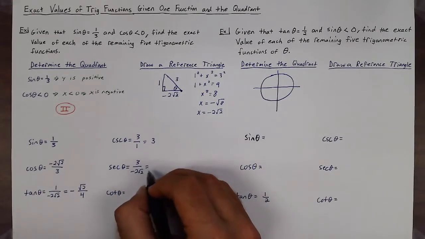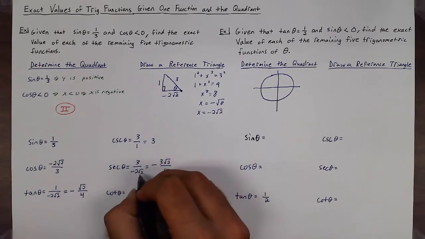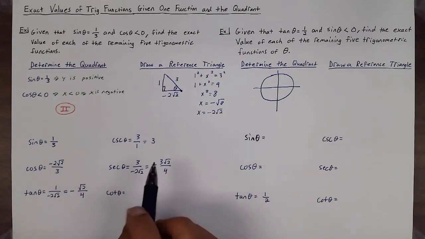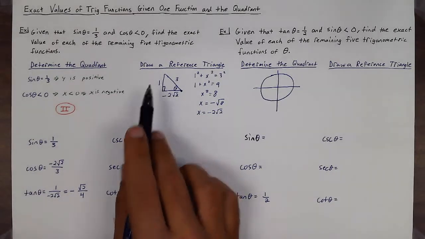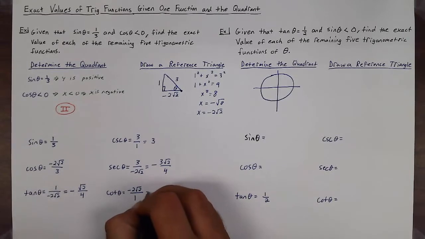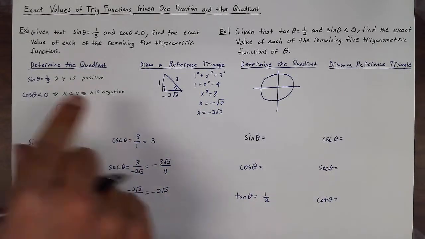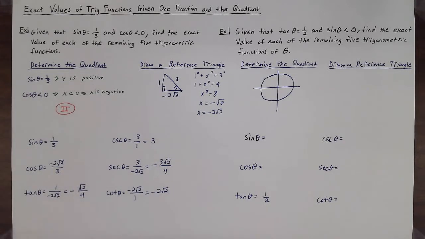which when rationalized gives me negative 3 square roots of 2 over 4 when I multiply the top and the bottom by the square root of 2. And cotangent will be adjacent over opposite, giving me negative 2 square roots of 2 over 1, which is just negative 2 square roots of 2. So very quickly, as soon as we draw that reference triangle, we can figure out what all the trig function values are. Now, if we were very creative, we could have also used trig identities to figure this out as well. And I'll show you one way we can use that in the next example.